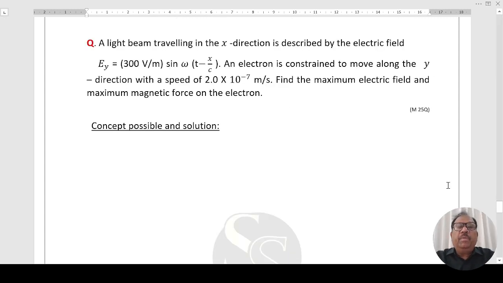Question is, a light beam traveling in the x direction is described by the electric field Ey equal to this thing. An electron is constrained to move along y direction with a speed of 2.0 × 10⁻⁷ meter per second. Find the maximum electric force and magnetic force on the electron.